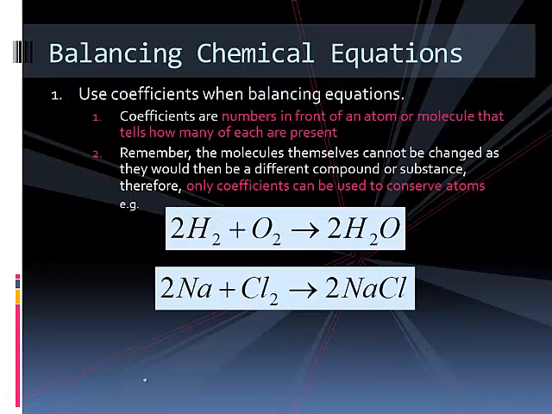Once we've written a chemical reaction down, we have to balance that chemical reaction, and that was the importance of the law of conservation of matter. We can't have different numbers of atoms or masses of matter on each side, so that means we have to have the same number of atoms of each type on each side. In order to do that, we use coefficients when we balance. Coefficients are the numbers that you place in front of an atom or a molecule that tells us how many of each atom or molecule are present. So in this particular case, for example, we have 2 hydrogen molecules and 2 water molecules. If there's no number written, remember there's an invisible 1 there.